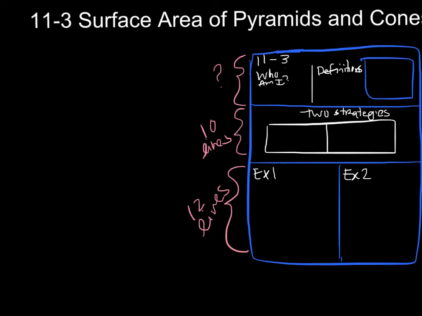Today's notes are titled 11-3 Surface Area of Pyramids and Cones. We're going to set up our notes exactly as last time with two examples. We're going to set it up from the bottom, 12 lines, then 10, and whatever's left will be at the top with who am I and definitions on the top.